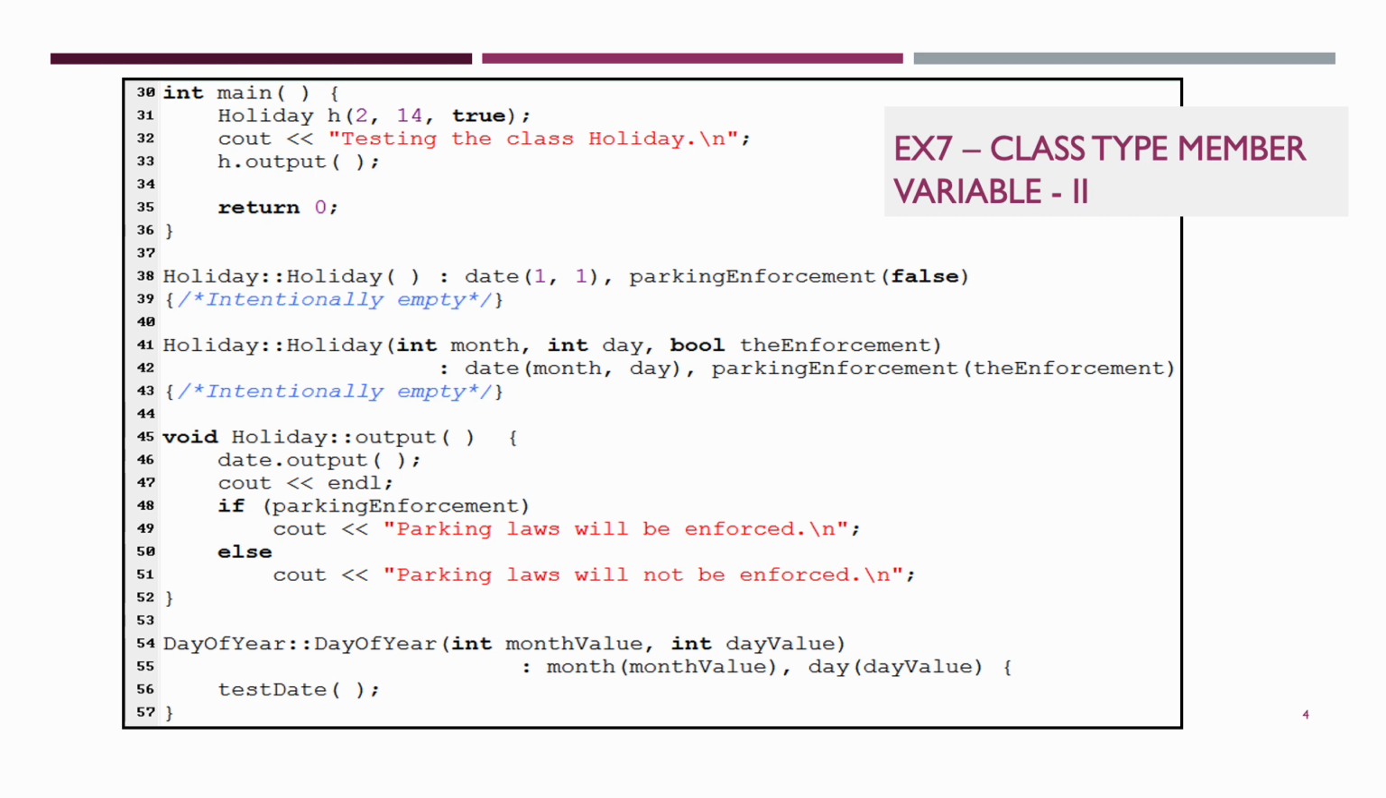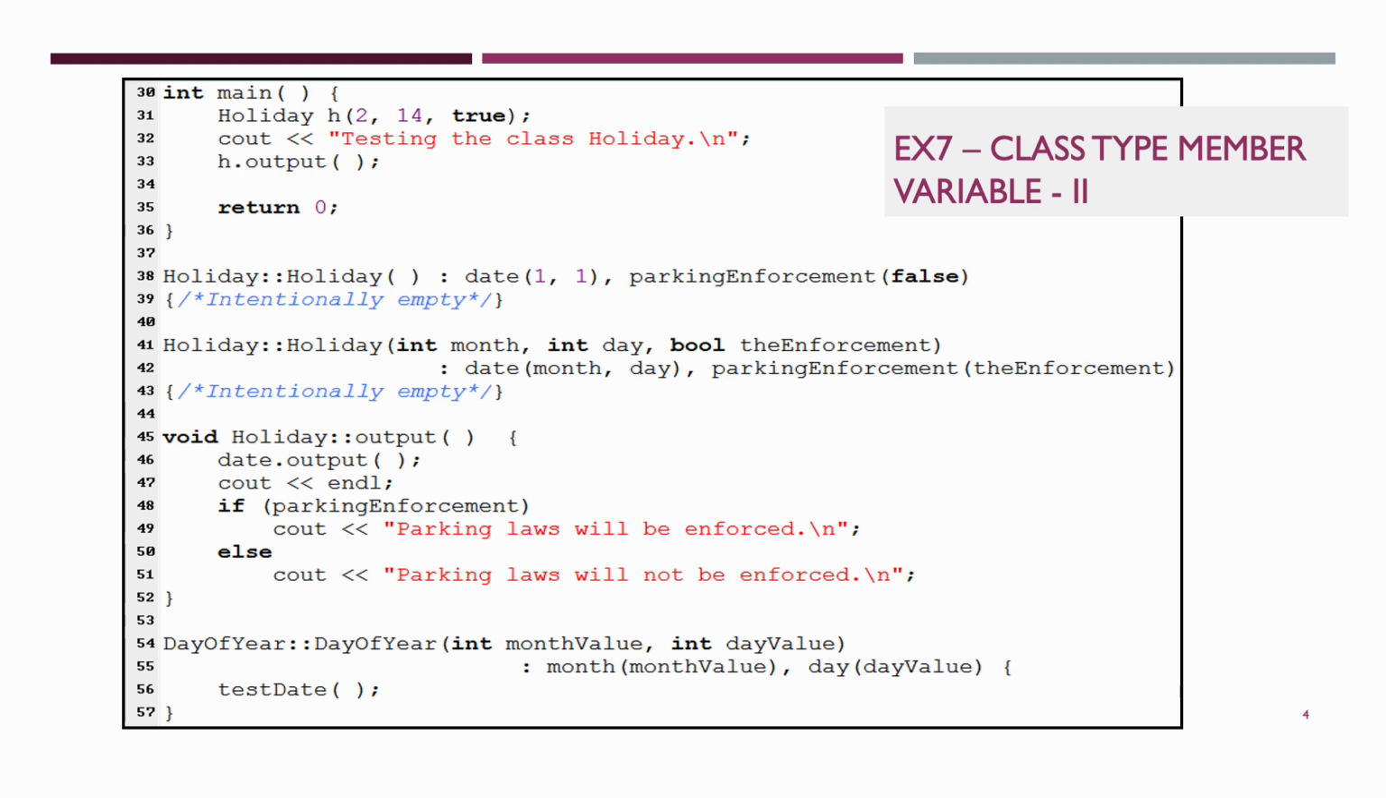Then the output function is responsible for printing the details of the holiday. Here this line calls the output function of the day of year class. This demonstrates how composition works in practice. The holiday class doesn't need to handle the specifics of printing the date. It delegates that responsibility to its day of year member date. After the date is output, the function checks whether parking enforcement is active.